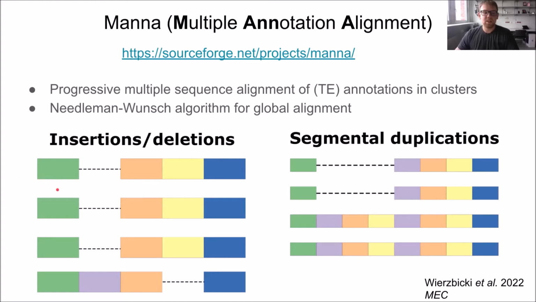So each color is a TE. And like this, we can easily find polymorphic sites, like here, of insertions or deletions, or also segmental duplications. And this allows us now to approach the biological questions, like the dynamics of the piRNA classes.